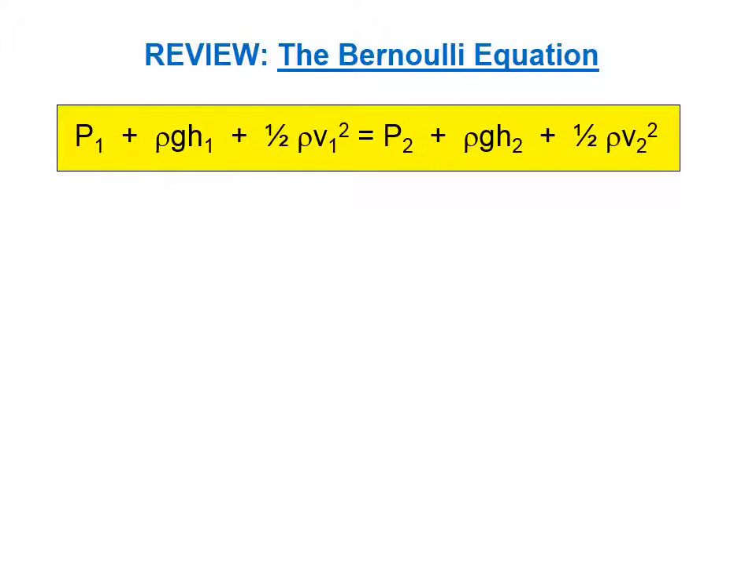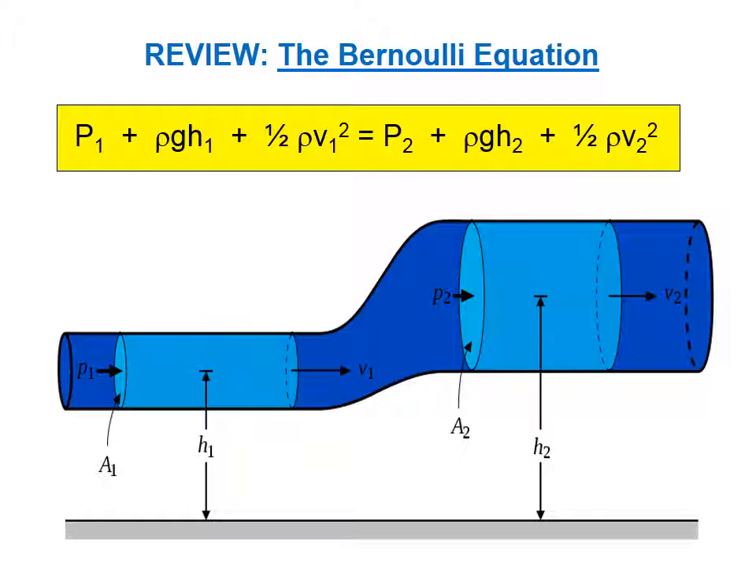To review, the Bernoulli equation is that equation right there in the yellow box, and it deals with three types of energy-like quantities: pressure, gravitational potential energy, essentially, and kinetic energy, essentially. The height above a reference line, if the pipe is level, the h's are the same on each side. In this picture, you can see the h's are different, so those quantities will not simply cancel each other.